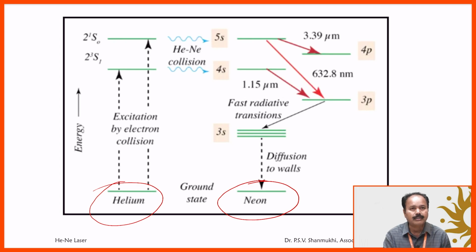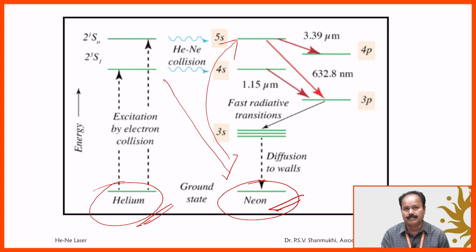Due to the collisions with electrons, helium ions will go to the higher energy states. Neon ions are massive and also less in number. That's why neon ions cannot be promoted easily to the excited state. We are utilizing the helium as a promoter here. Otherwise, directly sending the neon ions to the excited state is not possible. Later, these helium ions will collide with neon ions, so that the neon ions will go to the higher energy states.